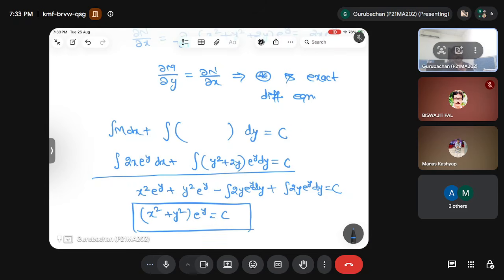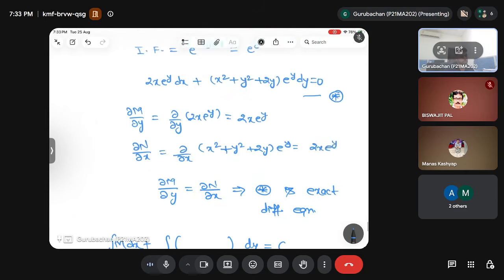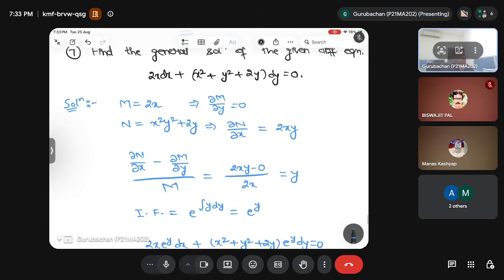Is it clear? Now ask Manas why you are saying this is e to the power x. See, this is the differential equation, and you can calculate del M by del y, del N by del x, and this is the integrating factor. Ask if you have any doubt. Otherwise, we will move to the next question.